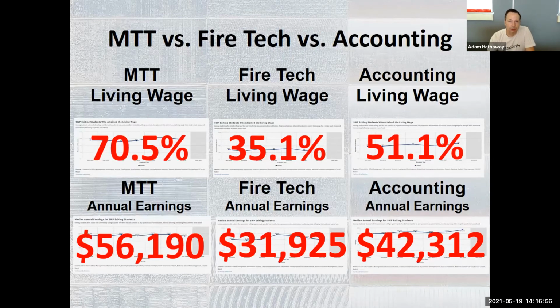So let's compare that to a few other programs. This is just the programs that I can find here, but fire tech has a lower living wage and lower annual earnings right off the bat. Accounting, same thing. Now, mind you, there's a little bit of a bias there because, in all honesty, machine tool technology is a very hot business right now. In the next 10 years, machine tool technology, CNC programming, and manual machining are projected to grow 20%, not just locally in the Bay Area, but nationally. We are seeing a huge boom in the number of jobs for programmers and machinists. We are also seeing a very small number of those jobs being filled.